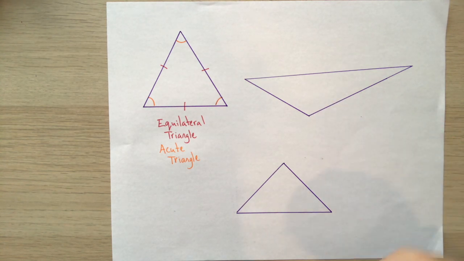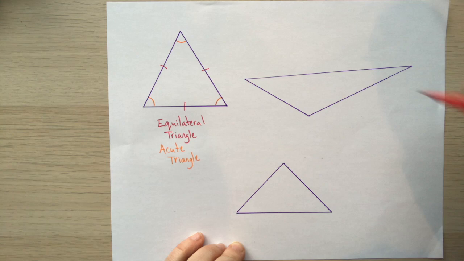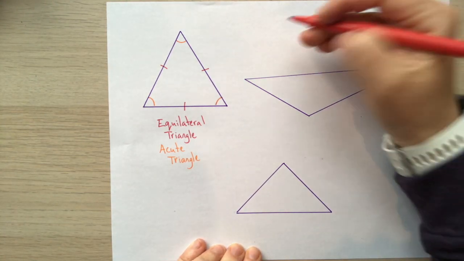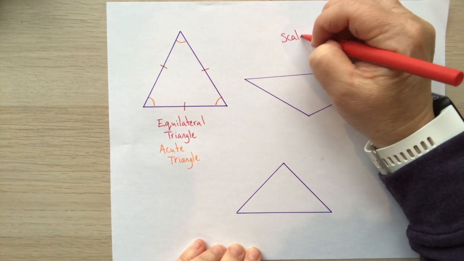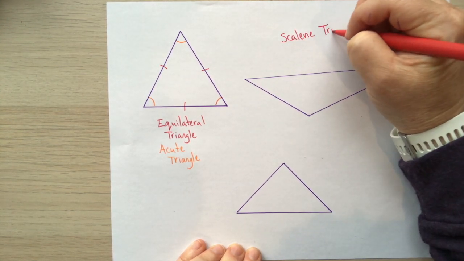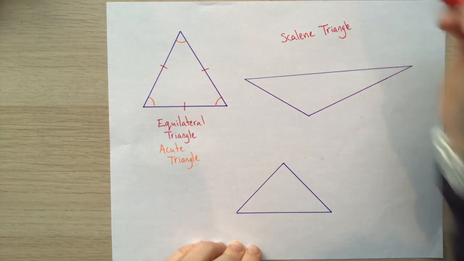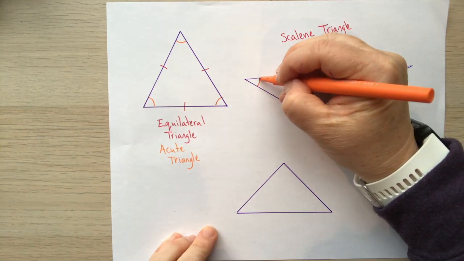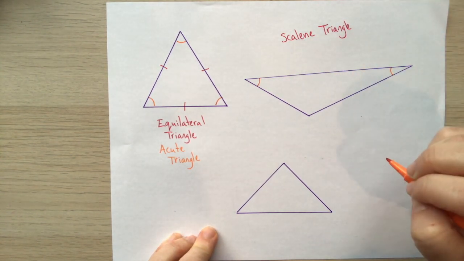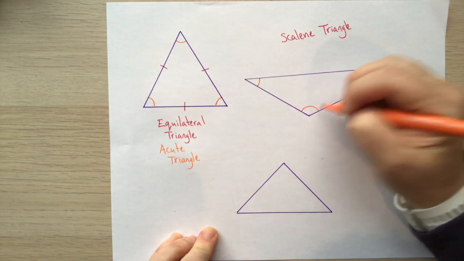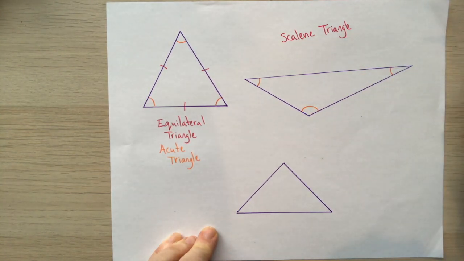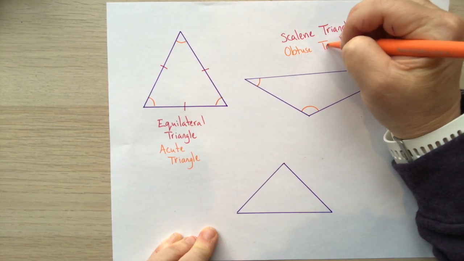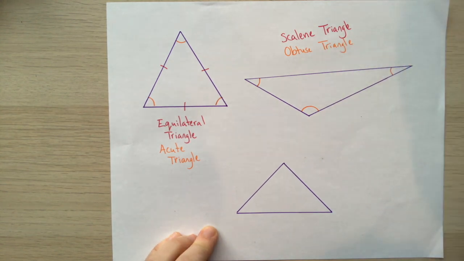Now for this one here, none of these sides are equal to each other. So when we're classifying it by its sides, this is a scalene triangle. Now when we're looking at it by its angles, we have an acute angle, and then an obtuse angle. Remember that one obtuse angle makes it an obtuse triangle.